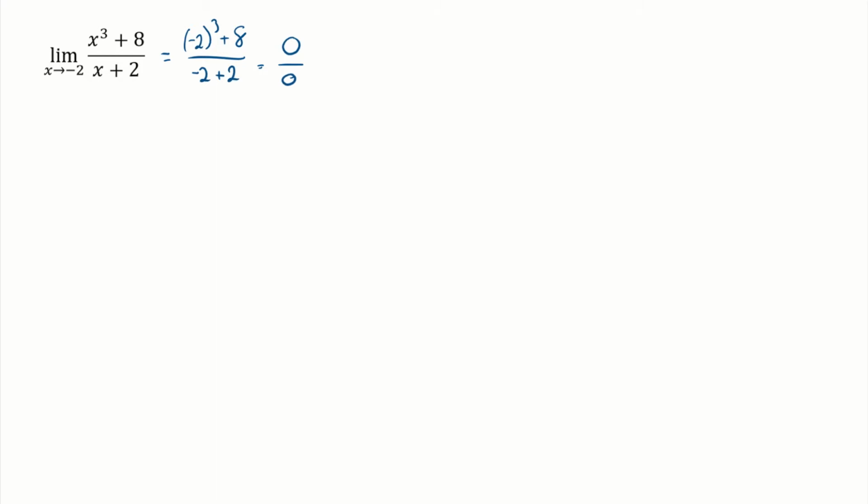So anytime I plug in and I get 0 over 0, I should look, do I have a couple polynomials that are easy to be factored? If so, we proceed with the dividing out technique, and we see what happens. So I try and factor the top, which we should recognize is a sum of cubes. And we know how to factor that as a plus b times a squared minus ab plus b squared.